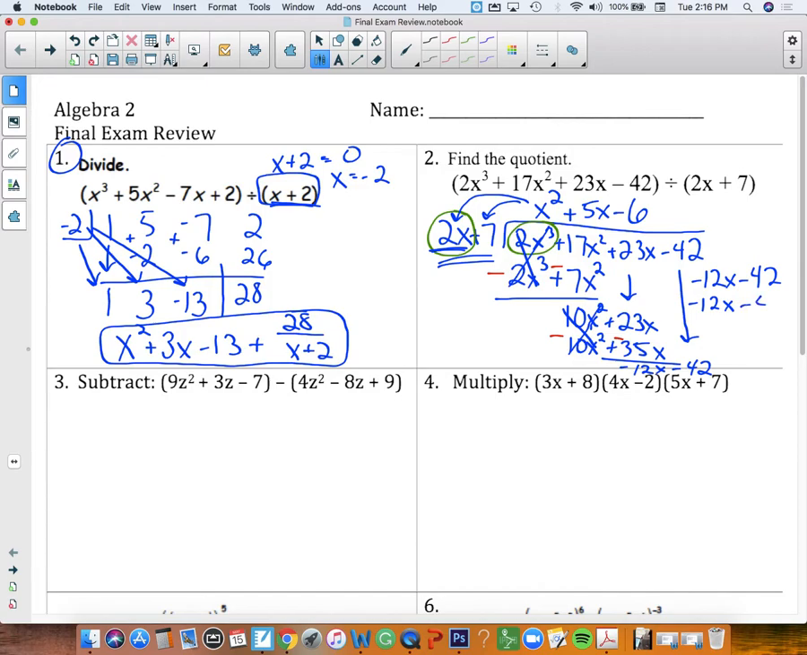-12x minus 42. And look what's going to happen. I change my signs, and everything canceled out. So I get a 0 down there. That's good, that's no remainder. So that means this is my solution: x squared plus 5x minus 6. There's no remainder, so you don't have to write anything. Kind of nice.